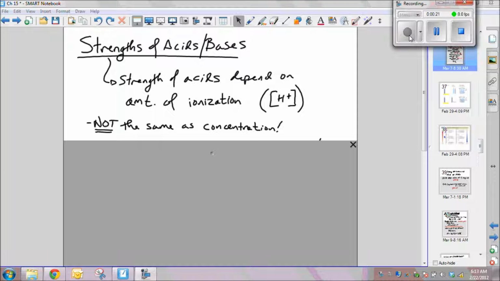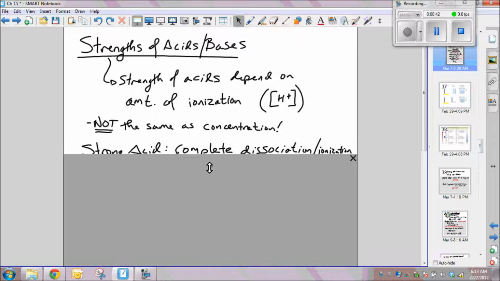Now, the strength of acids depends on the amount of ionization, which of course means the amount of H plus hydrogen ion released into solution when dissolved in water. It is not the same as concentration of acid, which refers to the molarity of the molecular species dissolved in water before it ionizes. And we'll see that contrast in a couple of slides.